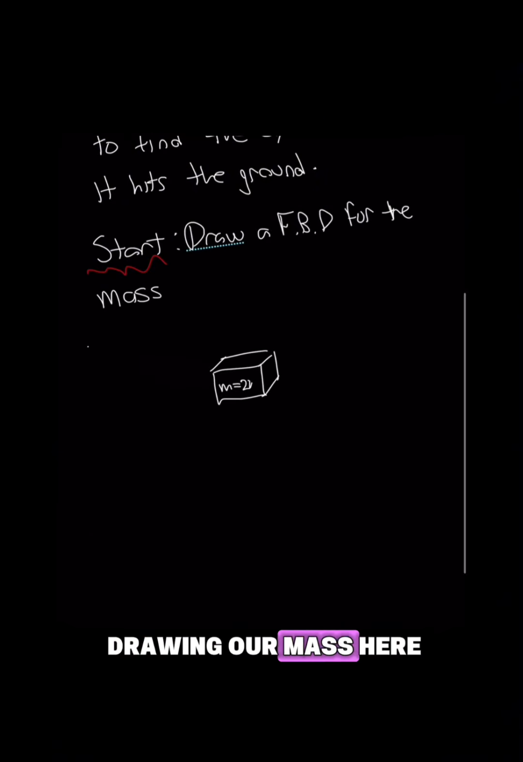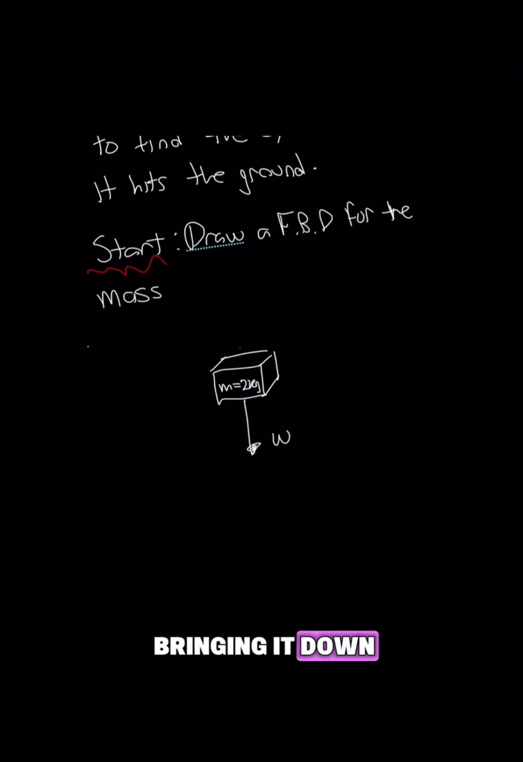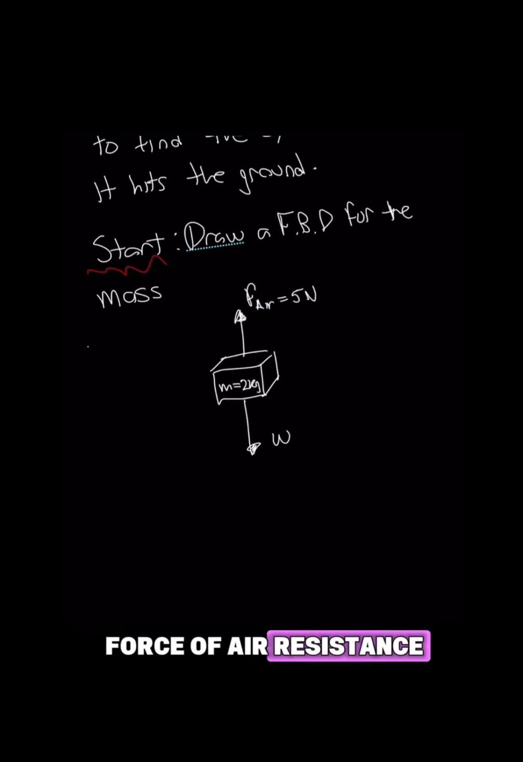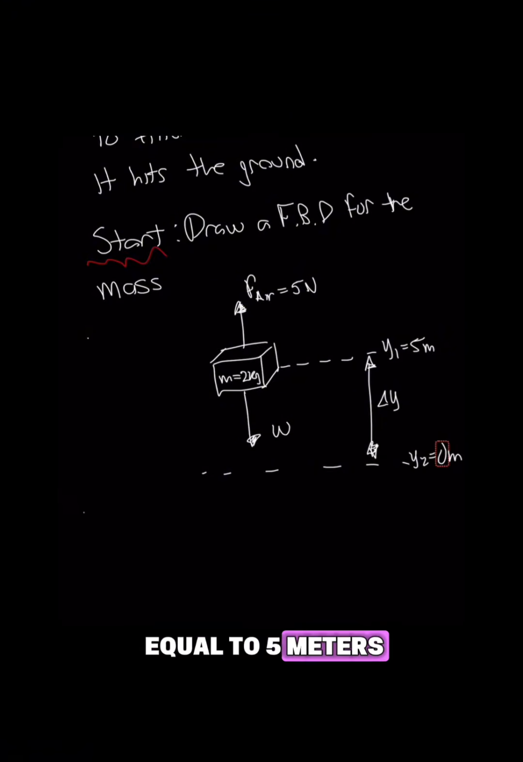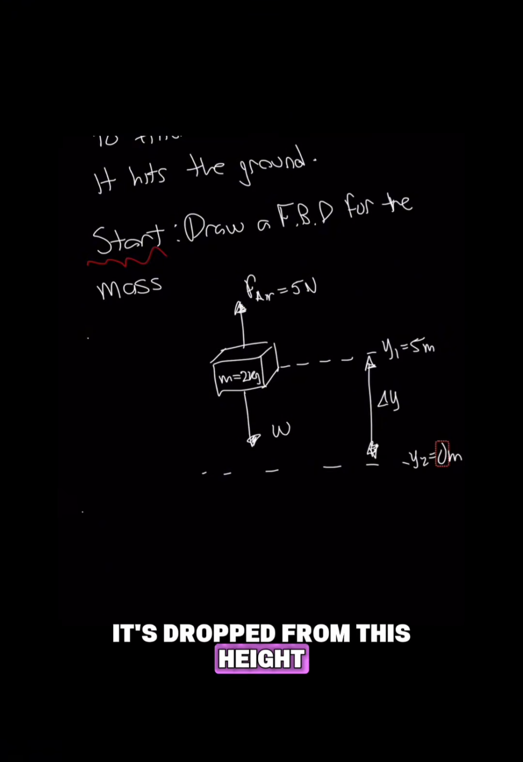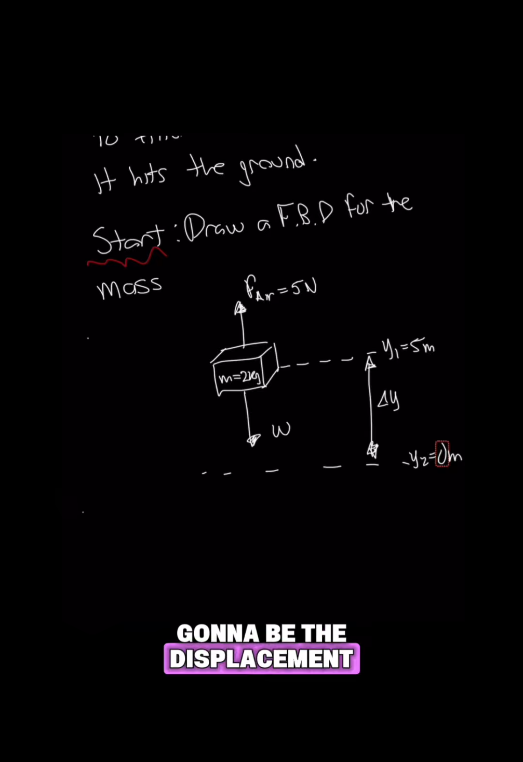So we start off by drawing a free body diagram for this mass. Start off by drawing our mass here, and then we can draw the weight force bringing it down, and we can draw the force of air resistance equal to 5 newtons. And then we can also draw our initial and final position here, label it y1 and y2, and we know that y1 is going to be equal to 5 meters. Since the question says it's dropped from this height, then delta y is going to be the displacement between them.